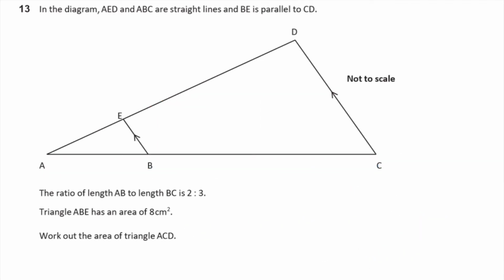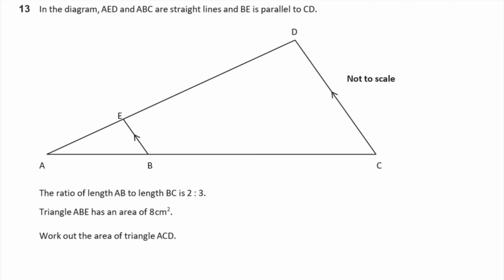Question 13. In the diagram, AED and ABC are straight lines and BE is parallel to CD. The ratio of lengths AB to BC is 2 to 3, and the triangle ABE has an area of 8 centimeters squared. Work out the area of the triangle ACD.